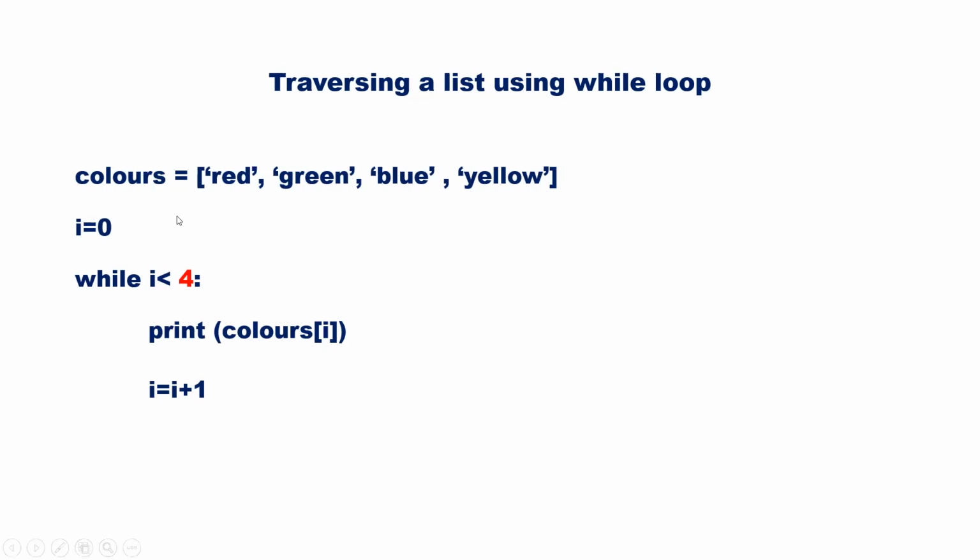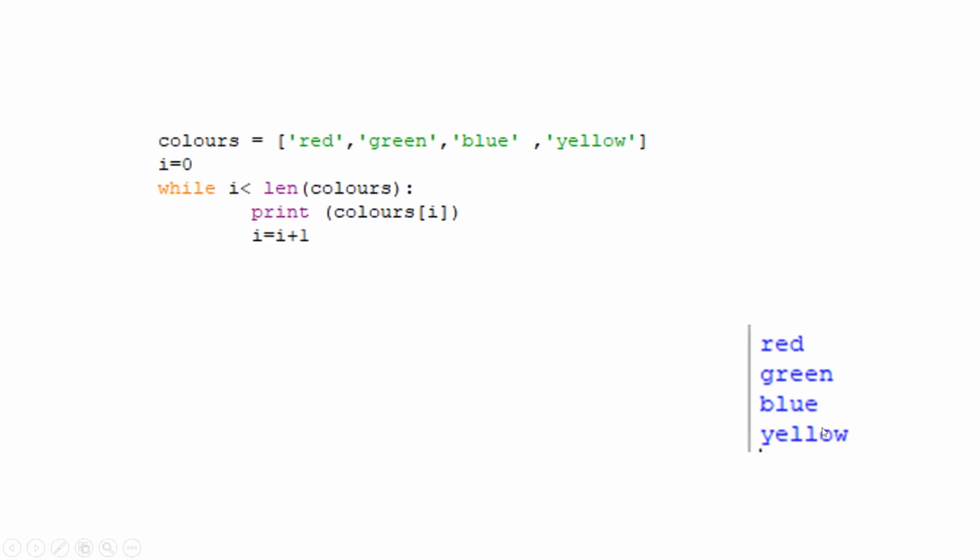i becomes 3, 3 less than 4, condition true. Print colors of 3, yellow will be printed. i equal to i plus 1, i becomes 4. 4 less than 4, condition becomes false. So the while loop will exit. So here also we will get the same values: red, green, blue and yellow. So using a while loop we can access the values of the list using the index value.